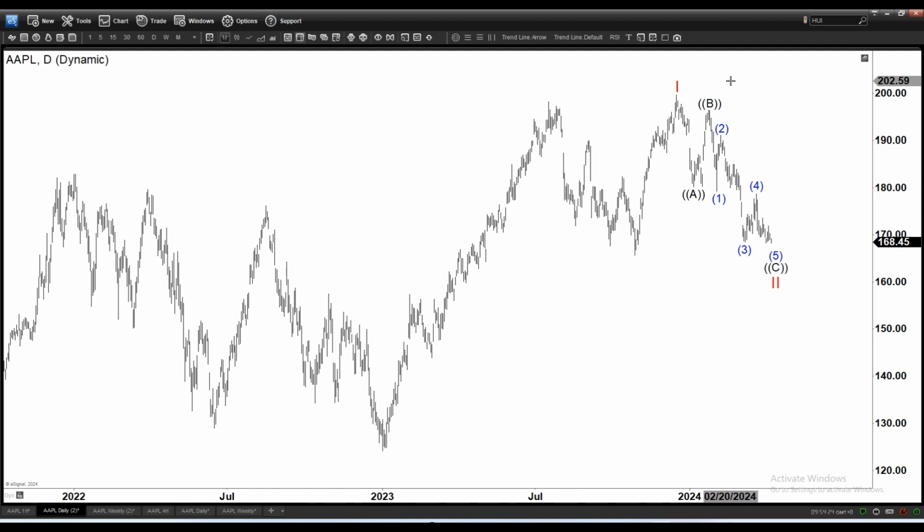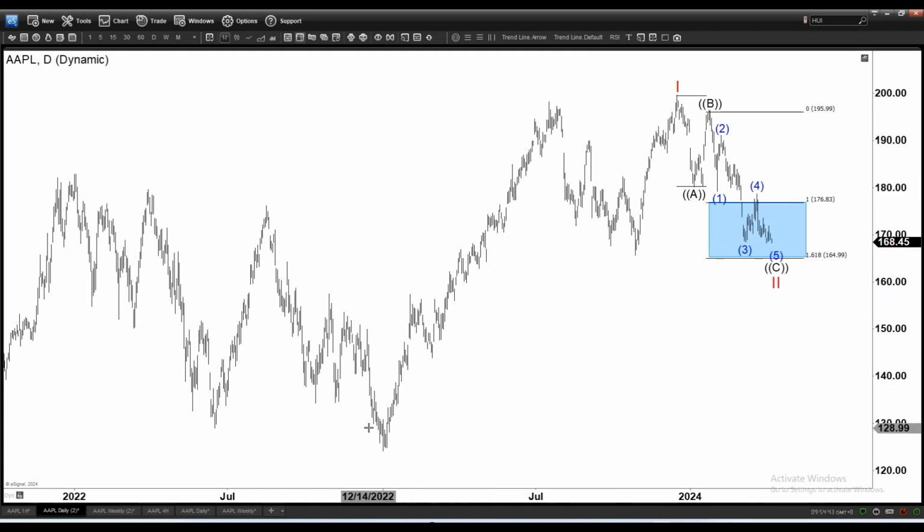So in this primary view, you will expect this ABC should find support very soon, because we are already in the 100% extension area, right? Between 100% of the A and 161.8% of the A, right? However, look at the structure here.